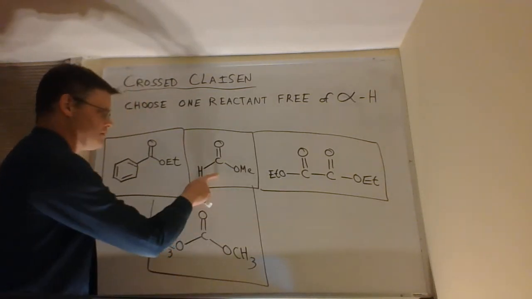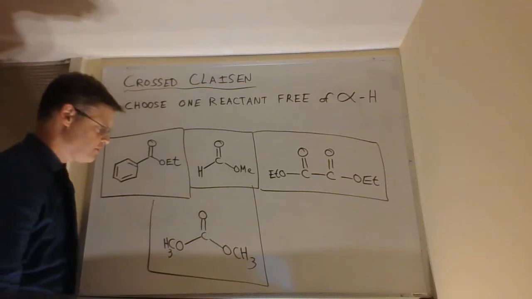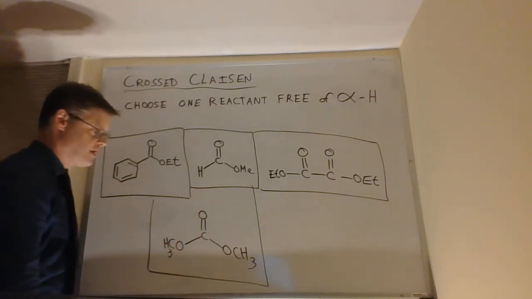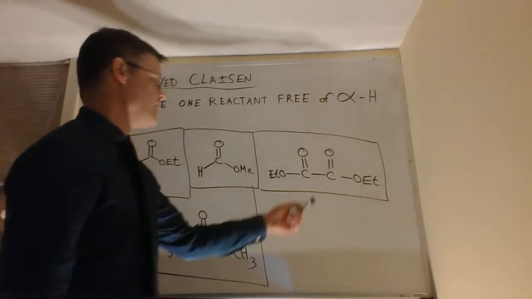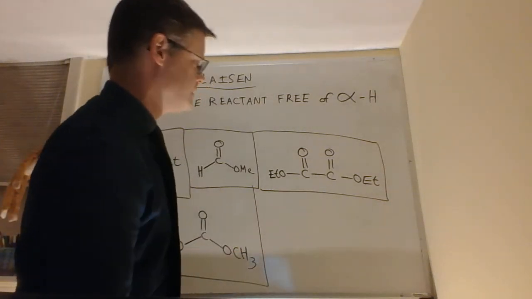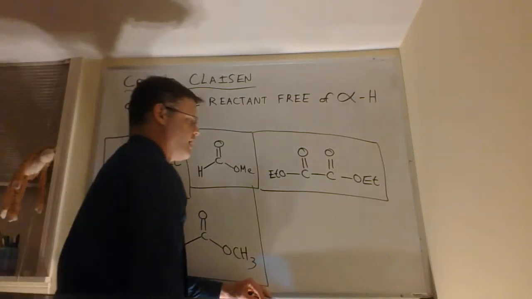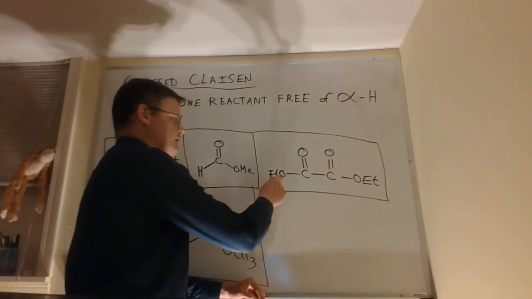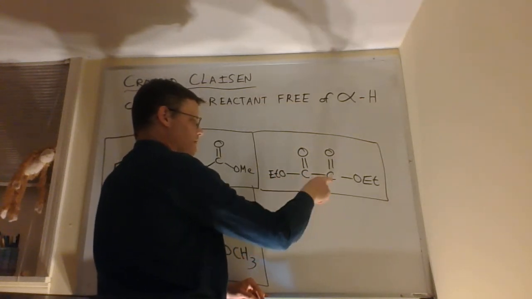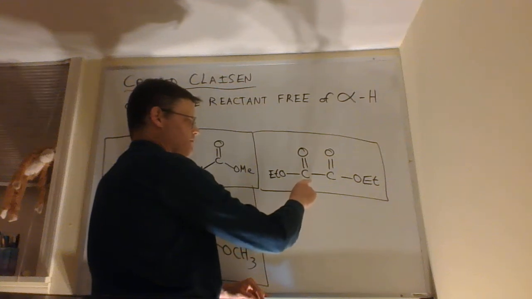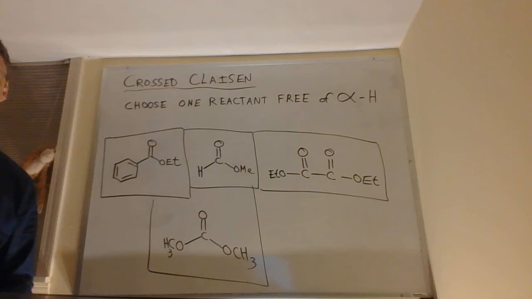There's no alpha carbons in methyl formate. Here we have dimethyl carbonate. Again, no alpha carbons and no alpha hydrogens. And then we can have diethyl oxalate here, the diethyl ester of oxalic acid. And again, there's no alpha hydrogens. There's a carbon in an alpha position, an oxygen in an alpha position. Okay, so these are good for cross Claisen reactions.